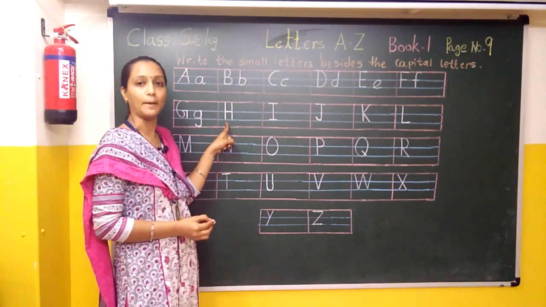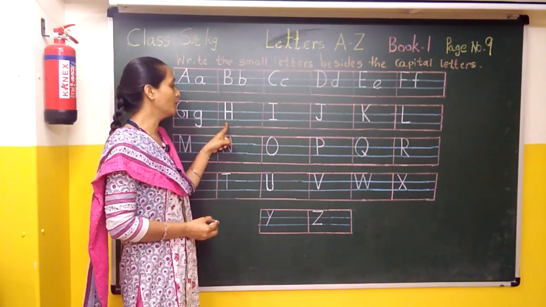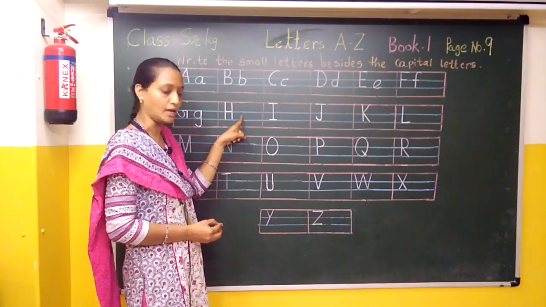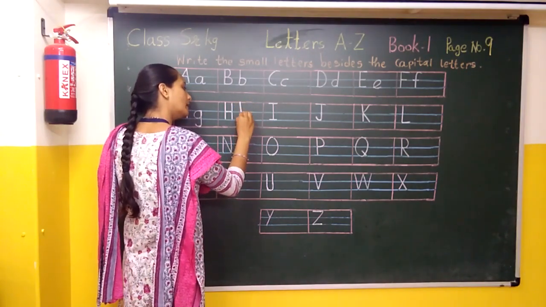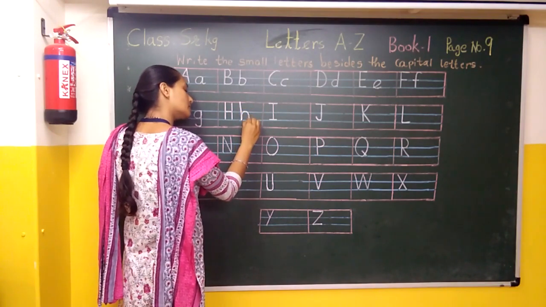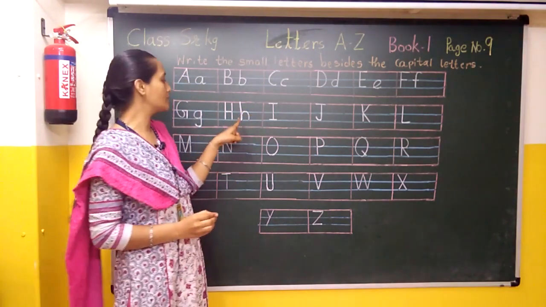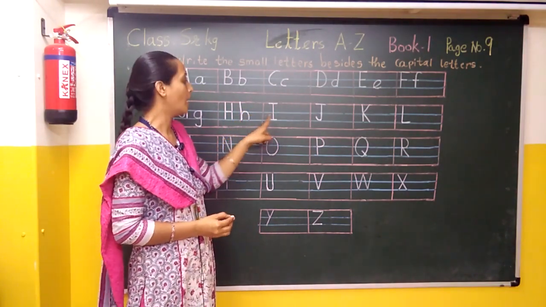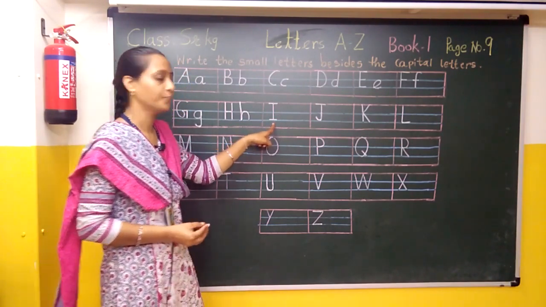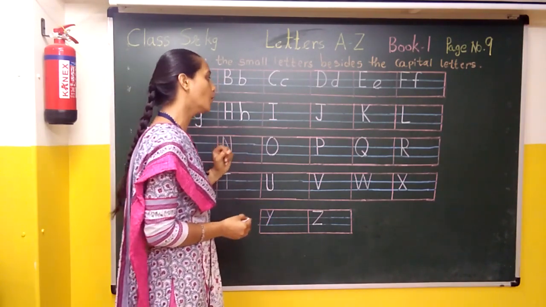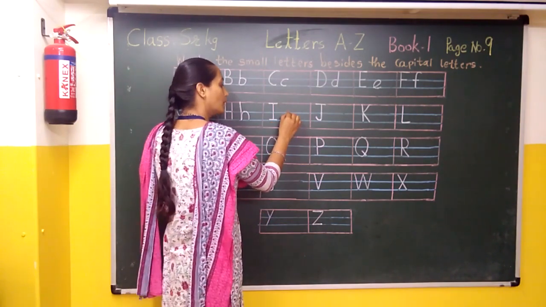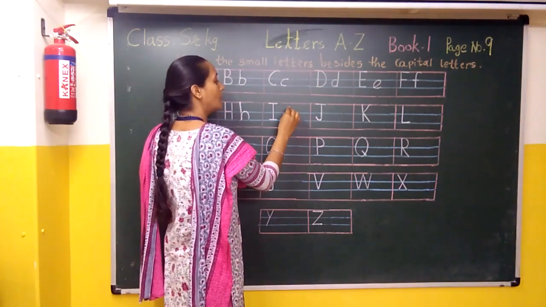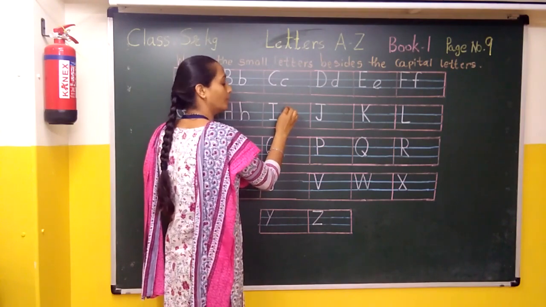Now, next is capital H. Here we have to write small h. We have to start from the first line, red line, and then write like this. This is small h. Now, this is capital I. We have to write small i between these blue lines. Write like this and we have to put a dot here.